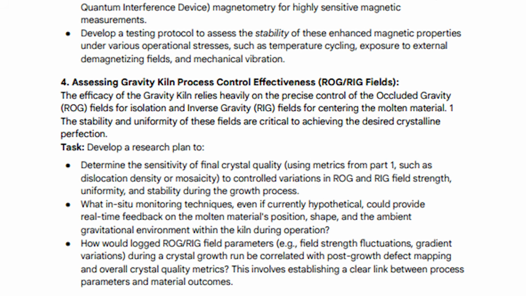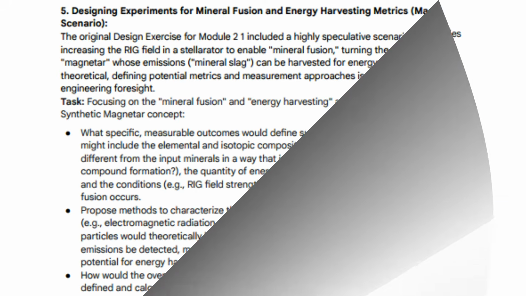How would logged ROG/RIG field parameters, e.g., field strength fluctuations, gradient variations, during a crystal growth run be correlated with post growth defect mapping and overall crystal quality metrics? This involves establishing a clear link between process parameters and material outcomes.